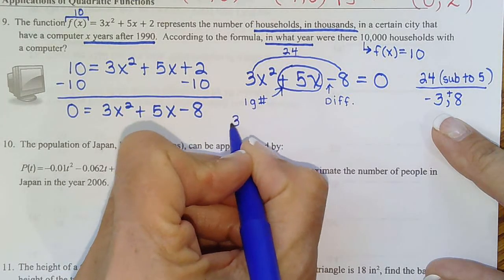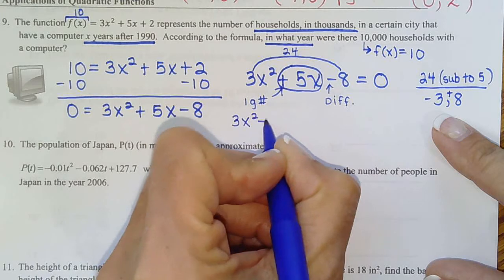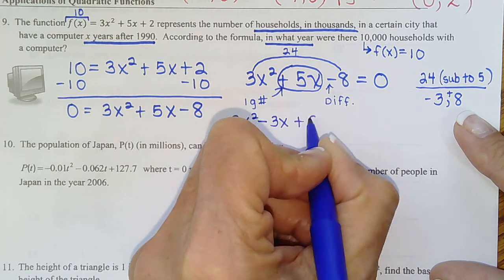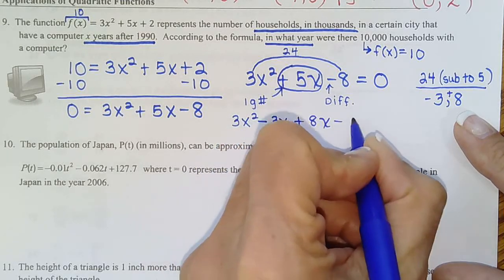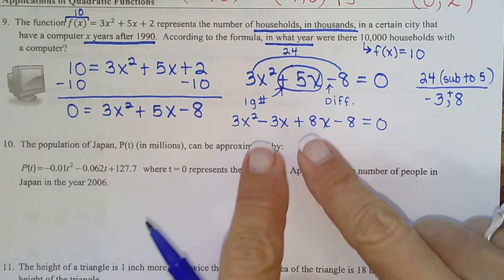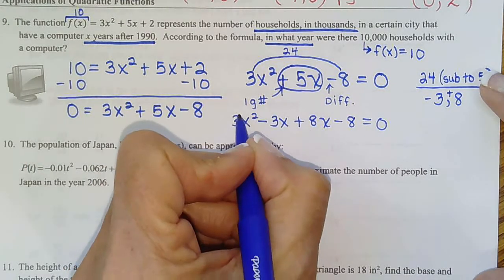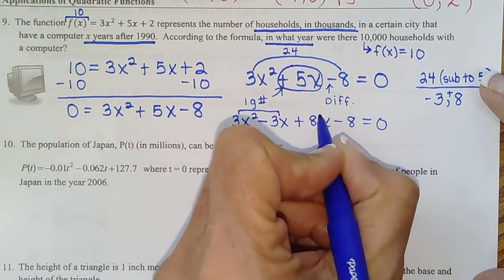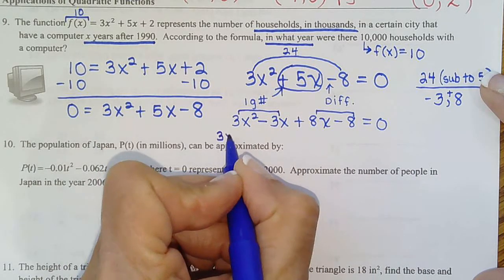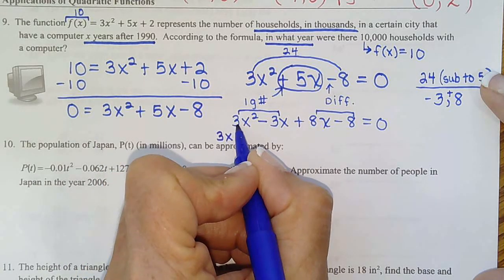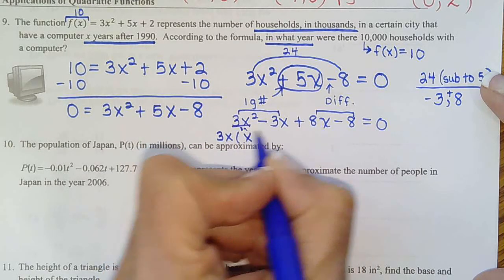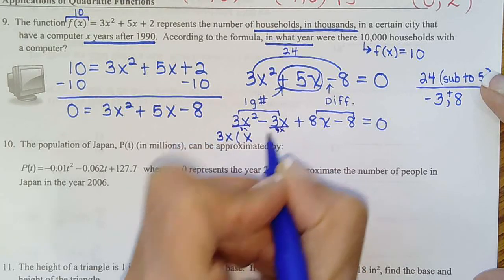So 3x squared minus 3x plus 8x minus 8 equals 0. So once we stretch it into 4 terms, then remember we do grouping. So the GCF here would be 3x. And when I take a 3 and an x out, I'm just left with 1x. And when I divide 3x by 3x, I get 1.